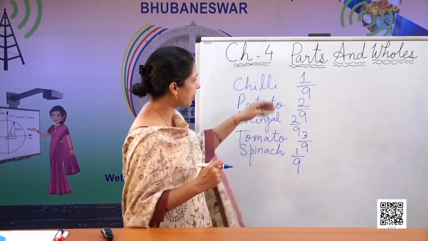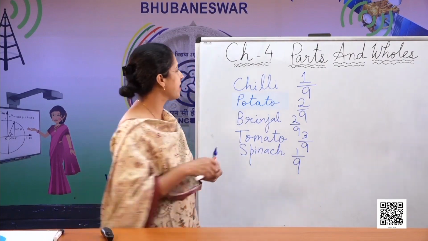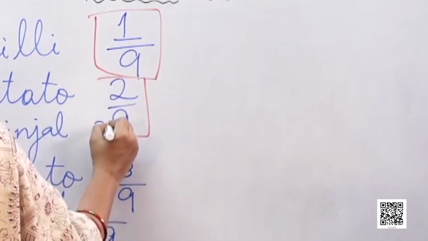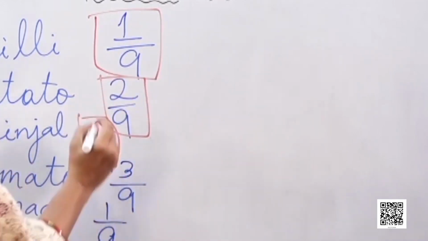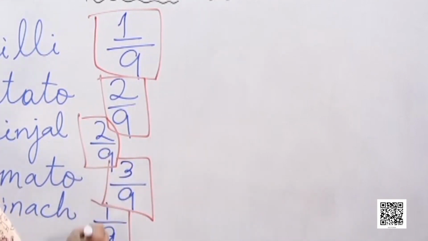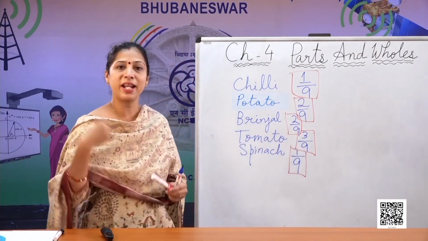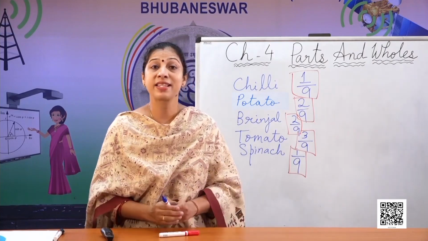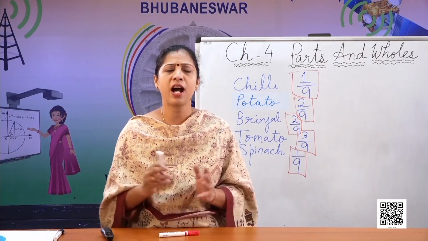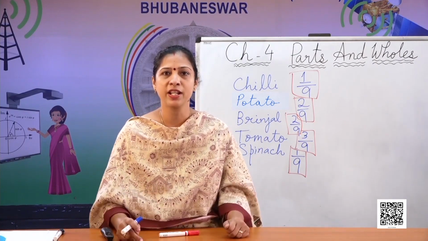So now children, you can see that chili is grown in 1 by 9, potato is grown in 2 by 9, brinjal is grown in 2 by 9, tomato is grown in 3 by 9 and spinach is grown in 1 by 9. So now let's see the questions. It is very easy. After you find out the parts on which chili, potato and brinjal are grown, you can find out the answers yourself very easily.